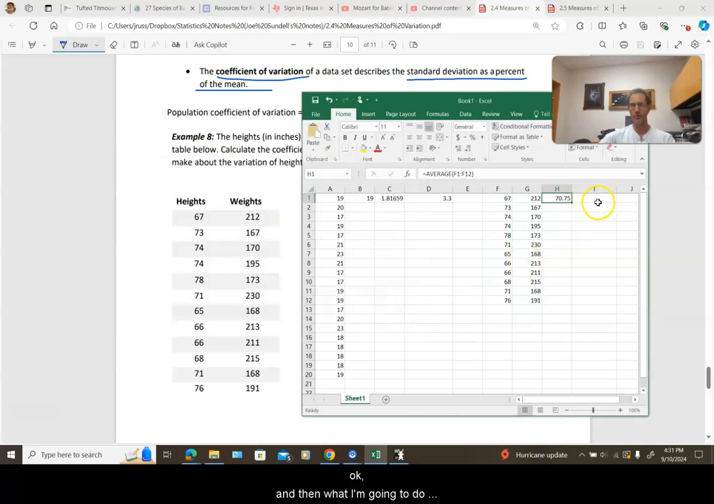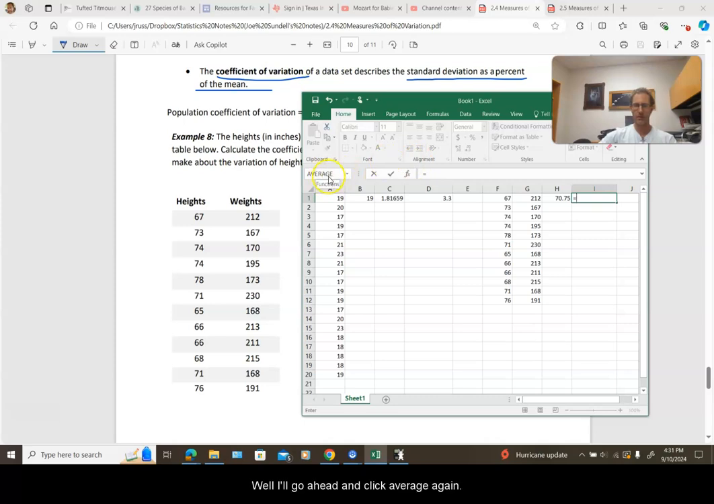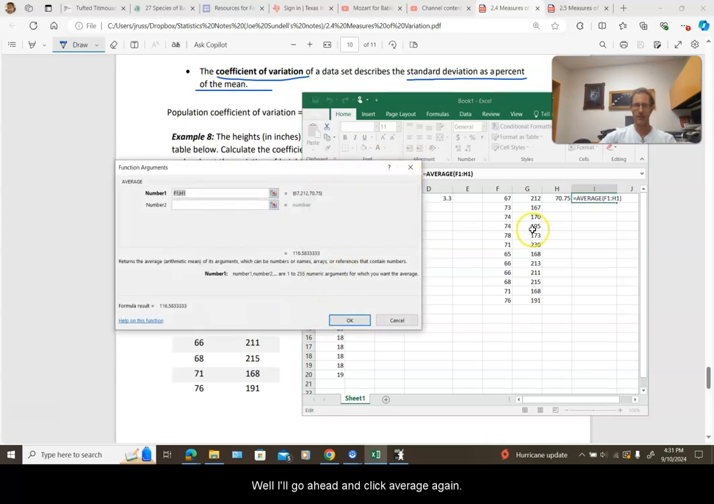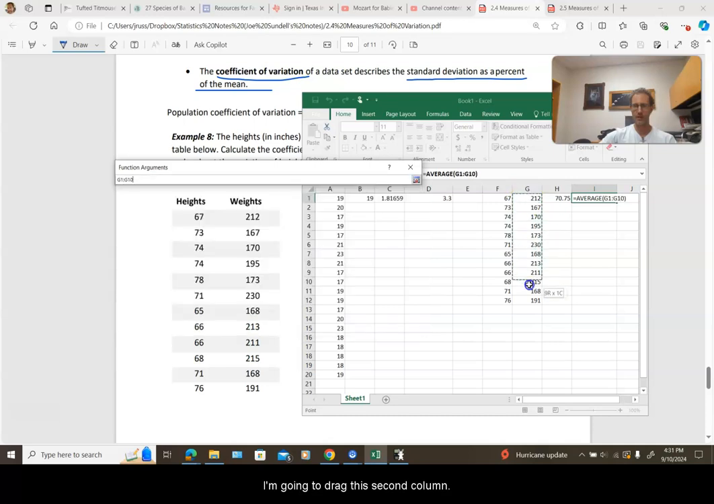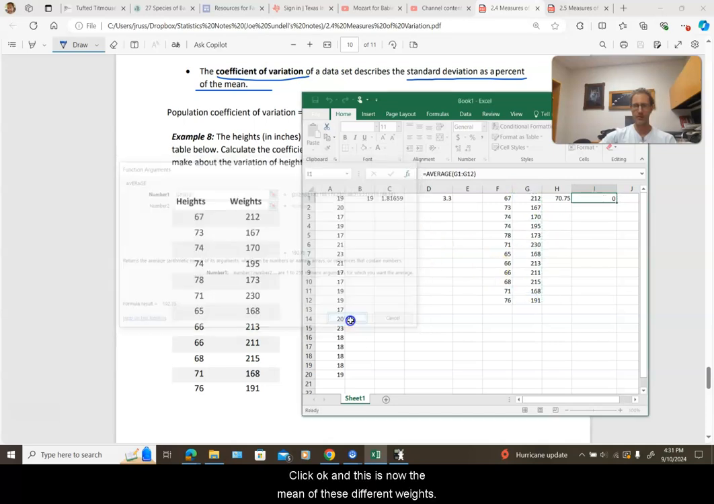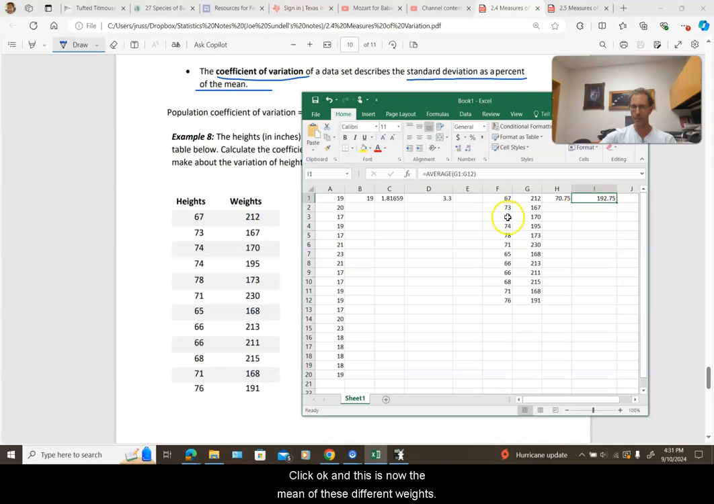And then I'm going to come over here in this next cell, and I'm going to let this be the mean for my second set of data. So I'm going to say equals, and I'll go ahead and click average again. I'm going to drag this second column, click OK, and this is now the mean of these different weights. All right, so now I need to find the standard deviation.